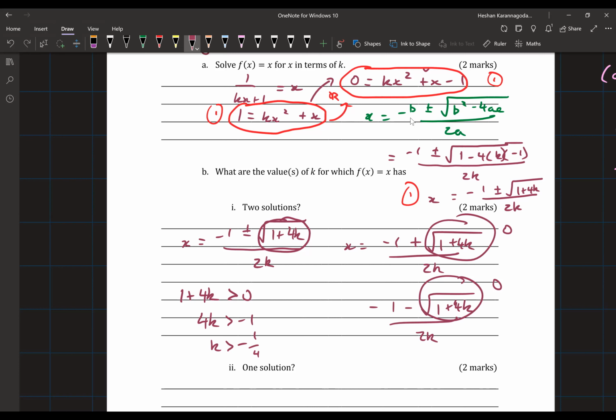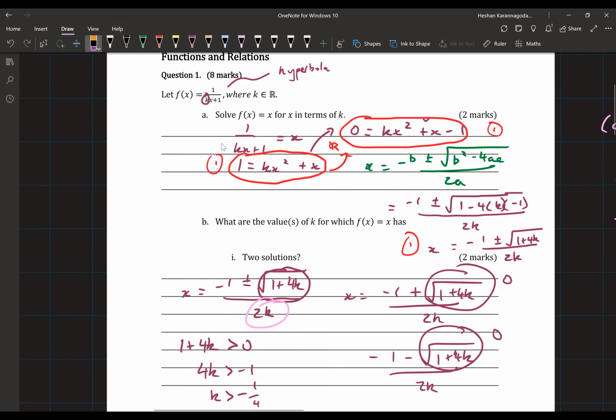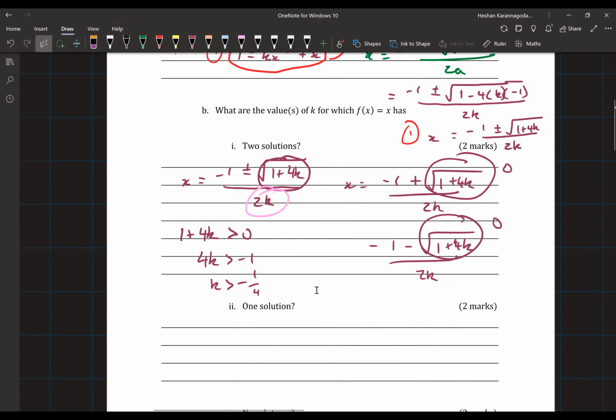But there's actually two reasons why k can't equal 0 in this case. First of all, we can't divide by 0. So that would give us no solutions if k was equal to 0. But also, if we look at the actual function that we have in our question, 1 over kx plus 1, if k was equal to 0, then we wouldn't actually have a hyperbola. This would just simplify to 1 over 0k plus 1, which is equal to just 1. So that actually wouldn't equal a hyperbola, so that's not valid in this case. So that's two reasons why k can't equal 0 for two solutions.